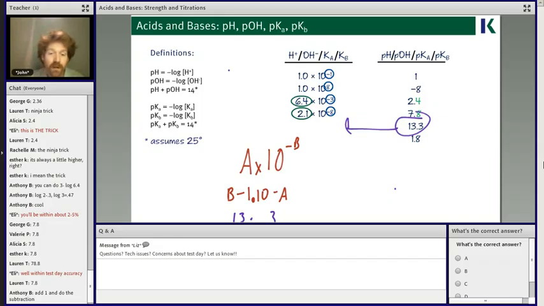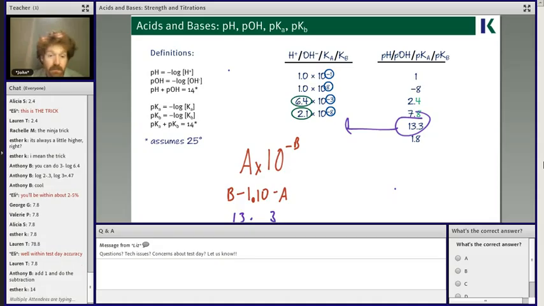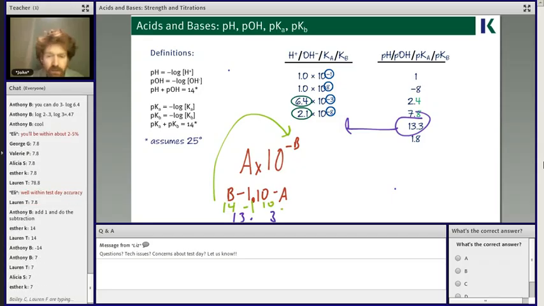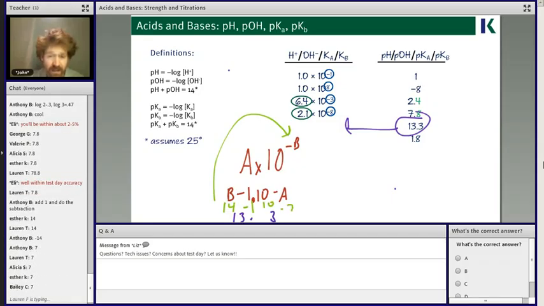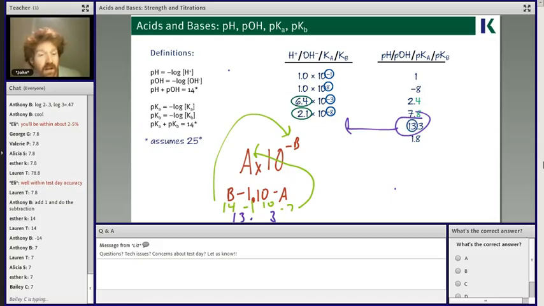So then what must B have been in order to get 13.3? B must have been 14. Awesome. So our exponent is going to be 14. That's your negative 14 right there. And then what must A have been to give you a 3? Because 10 minus what gives you 3? A 7. You got it. So that means that your coefficient, or mantissa, if you want to use the fancy word for it, is 7. So then you'll have 7 times 10 to the negative 14th power.